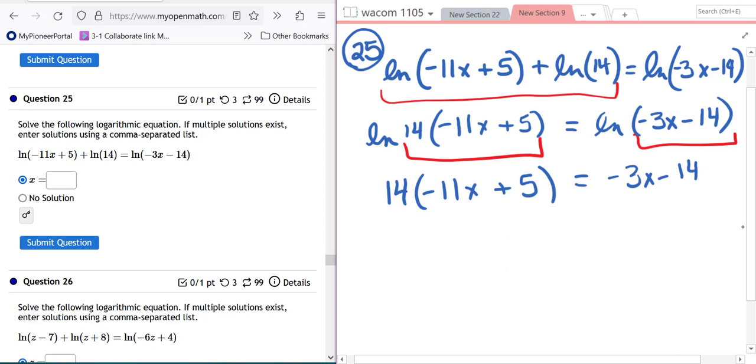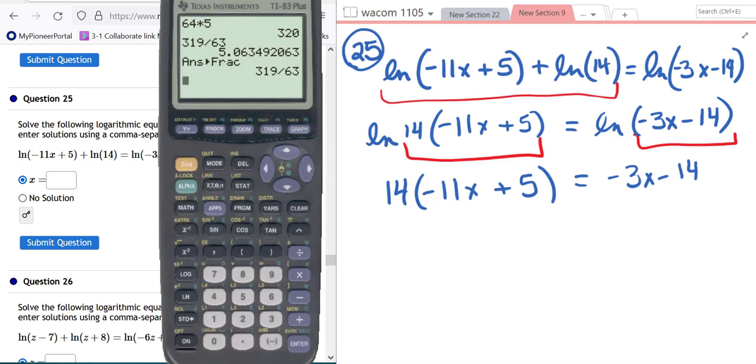So, that's the new step. Just get only one log on both sides, and then you can drop the logs. So you're really raising it to the base from the base, and arguments will be equal. You do have to check at the end because there were logs in our original problem. So let's get a calculator to help us. 14 times negative 11 is a negative 154.